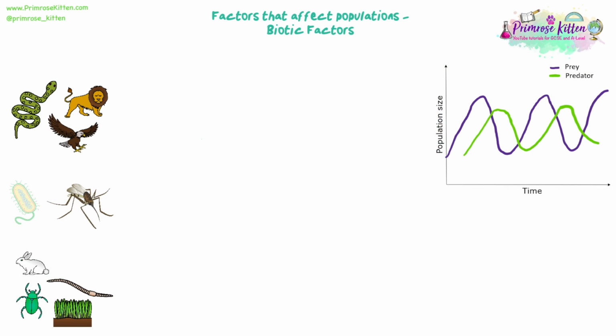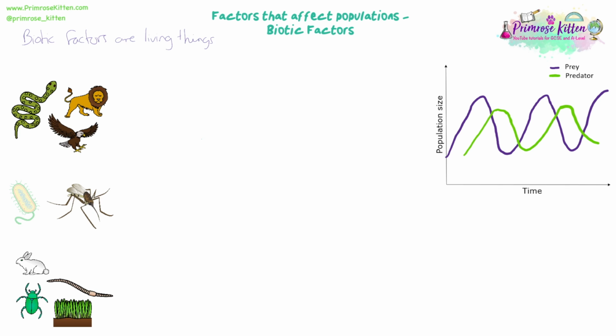Hi everyone. Okay, so we're going to be looking at biotic and abiotic factors today and how they can affect the size of populations. So we're going to start with biotic factors. So biotic factors are living things, mostly organisms, that can affect the population growth or the population size of another organism.